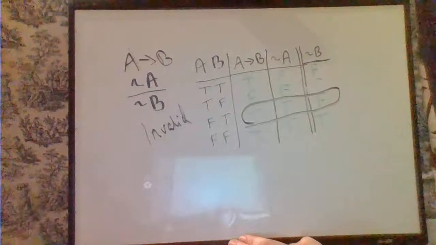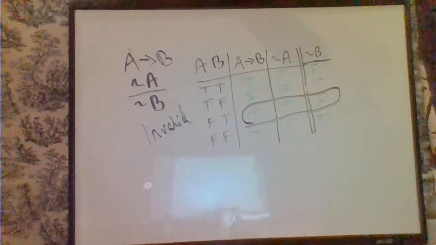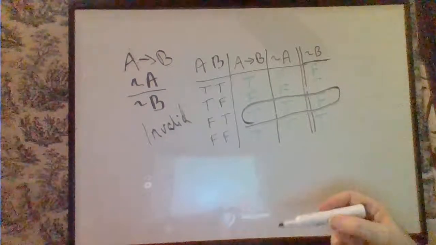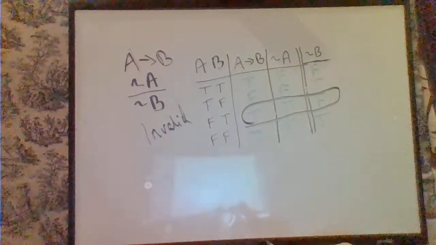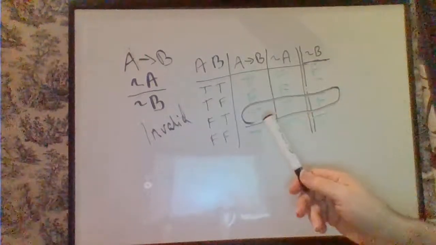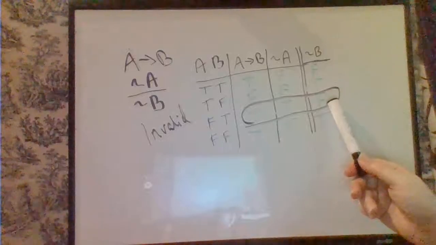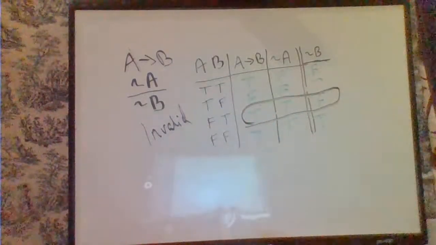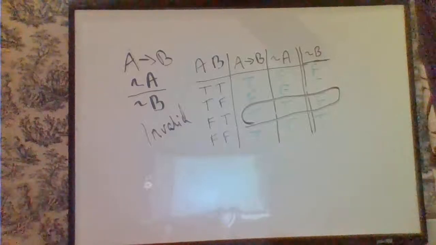And that's all there is to checking it. Your arguments might get a little wilder, a little longer, but that's basically all there is to it. If there is any line, there might be more than one, but if there's at least one line where all the premises are true and the consequent is false, it's invalid. If it does not have a line like that, then it's valid.